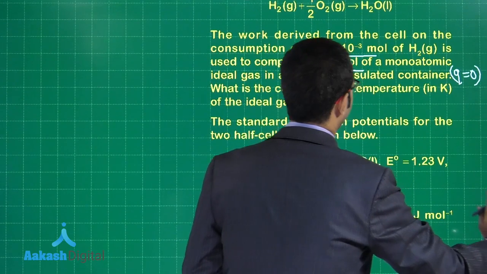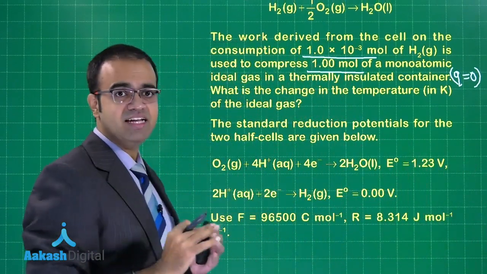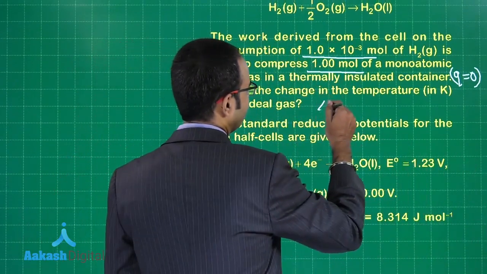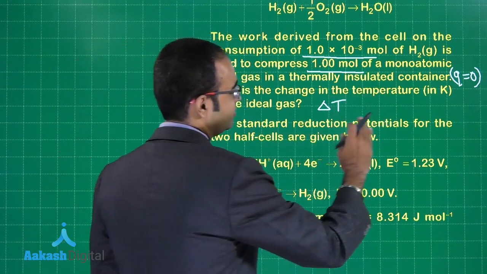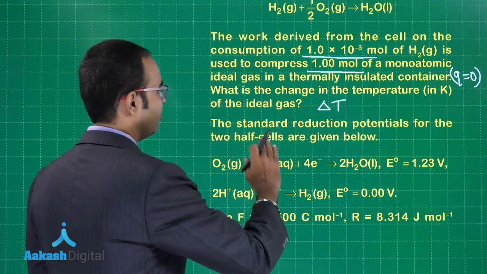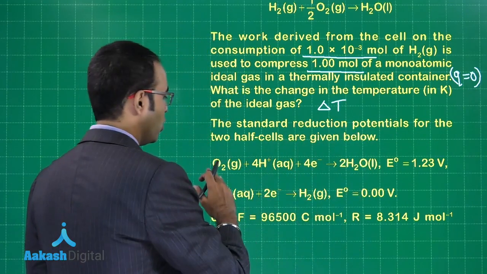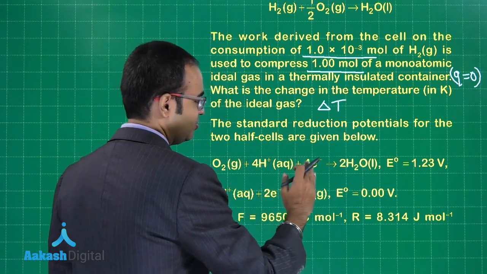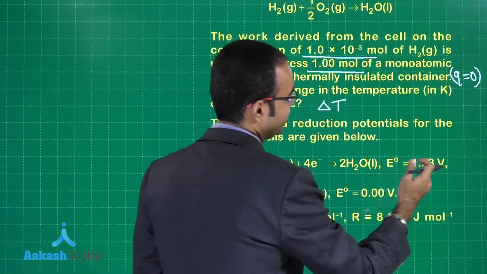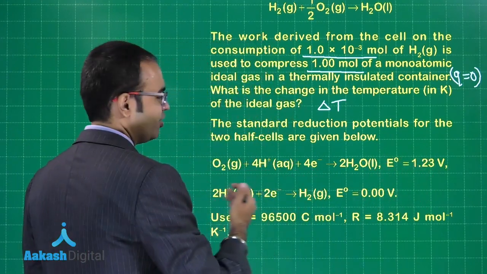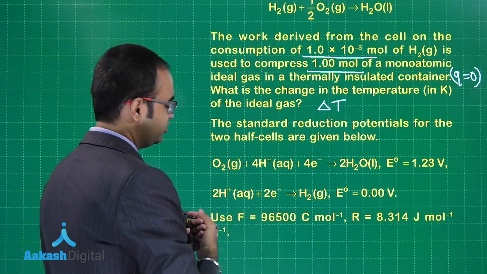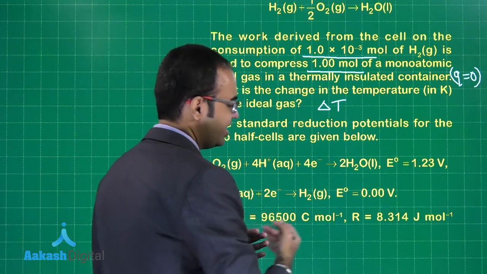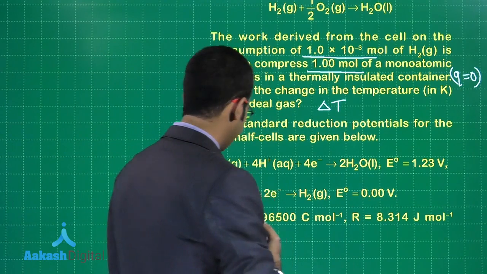We have to calculate del T, guys. The standard reduction potentials for two half cells are given below. O2 plus 4H plus 4 electrons giving you 2H2O, E naught is 1.23, and for the hydrogen electrode it is 0. We have to use the data. F is 96,500, R is 8.314.